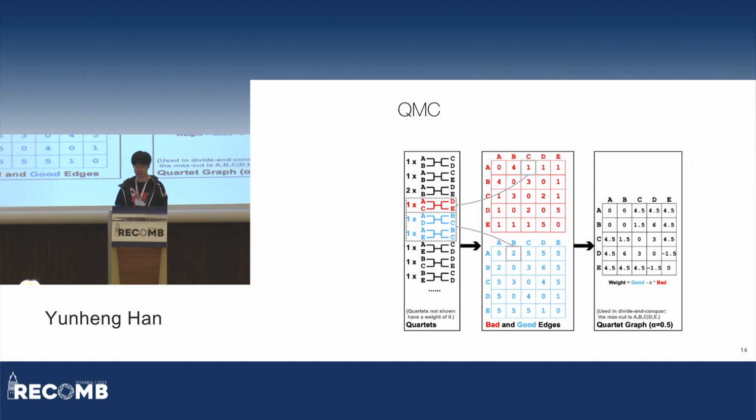After getting the information of the bad and good edges, we want to combine them into a graph by a linear combination of these 2 matrices, where the weight of the edge between any pair of taxa is given by the number of good edges minus alpha times the number of bad edges, where alpha is a hyperparameter that can be optimized by binary search. So in this example, we get the cut of A, B, C versus D, E, and the algorithm continues with the 2 subproblems on these 2 subsets.